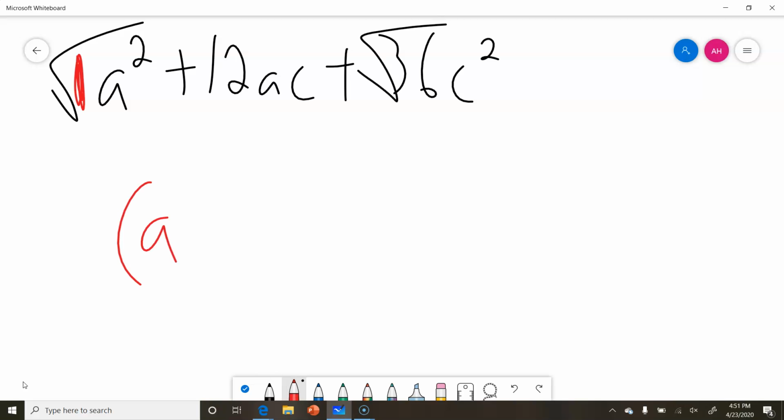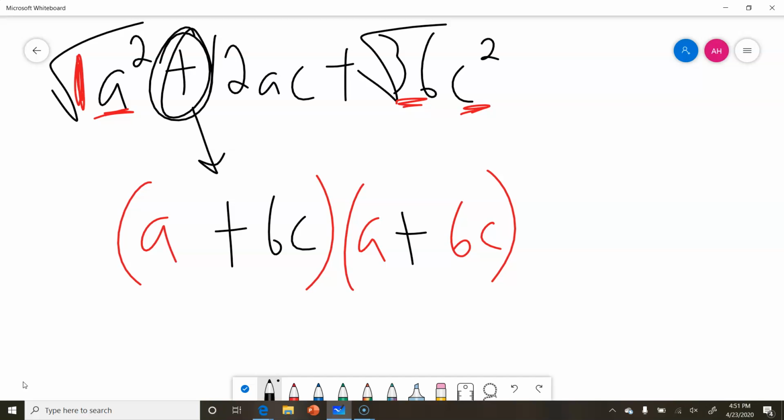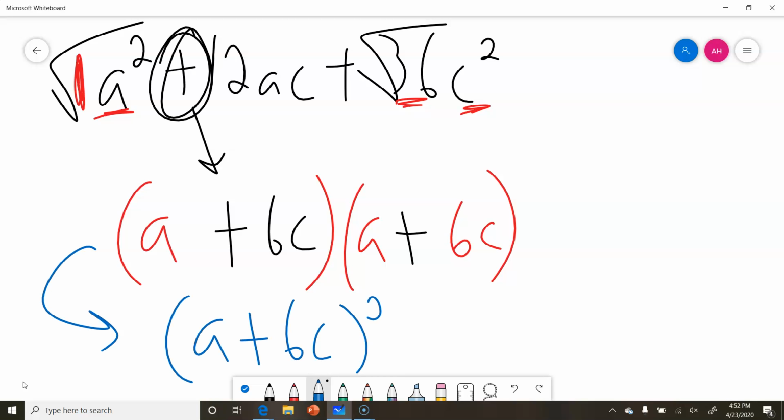Okay, I come down here, I have a and a, right? That's the square root of a squared is a. And I take the square root of 36 and I get 6. I take the square root of c squared and I get c. Now I look at this sign right here. What is it? It's positive. So I just drop it down to both of those: 6c. And now I rewrite my final answer just as one term, a plus 6c squared. And that is my final answer.